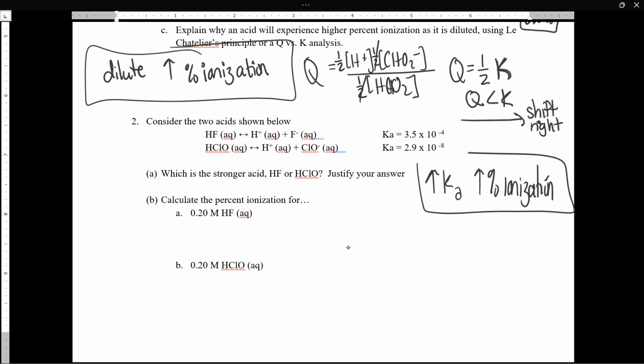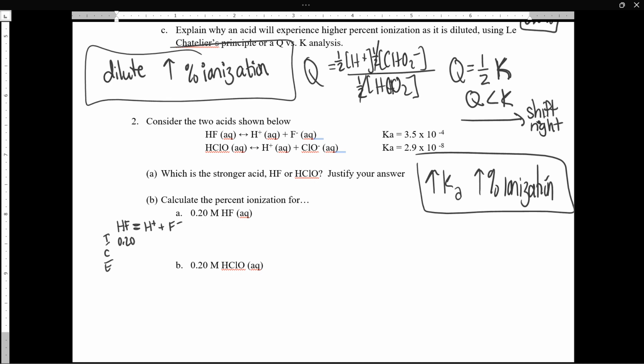And you can do some mathematical justification here. If you calculate the percent ionization for these two acids, notice they're the same concentration, but they have different K values. And if you were to do this for HF, let's just do it off to the side, HF, and set up your little ICE chart here.